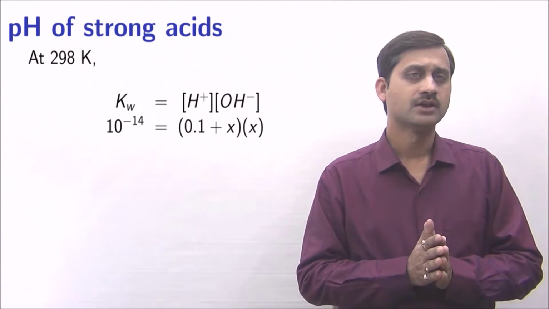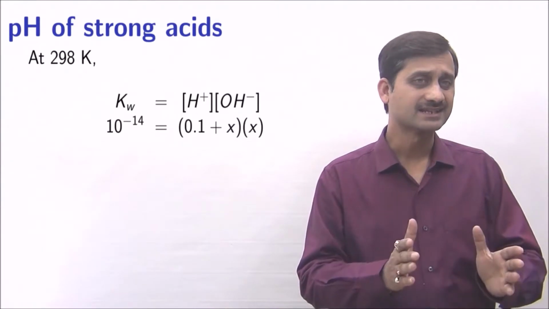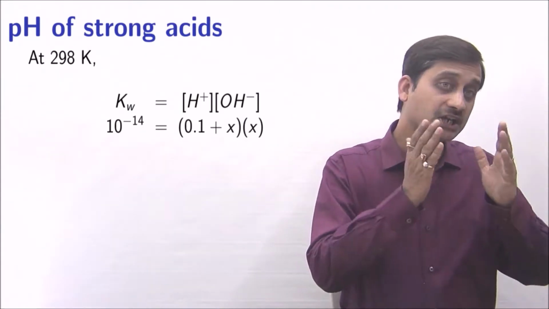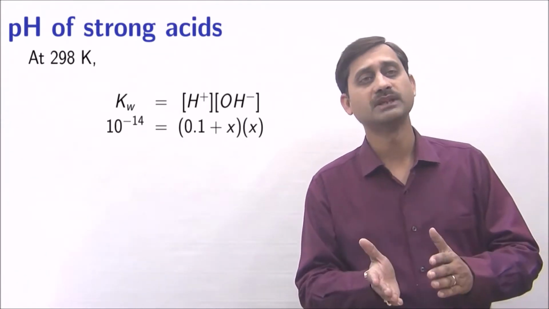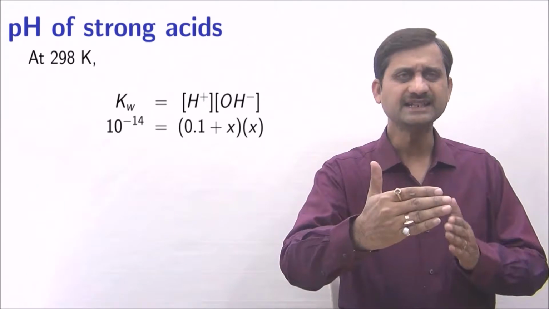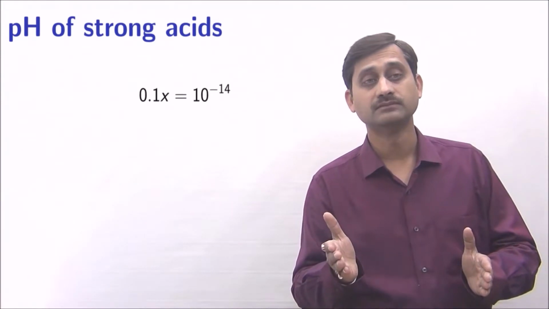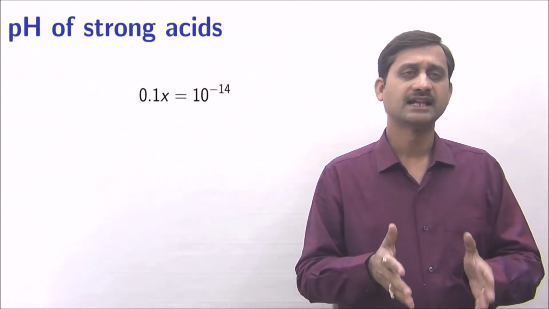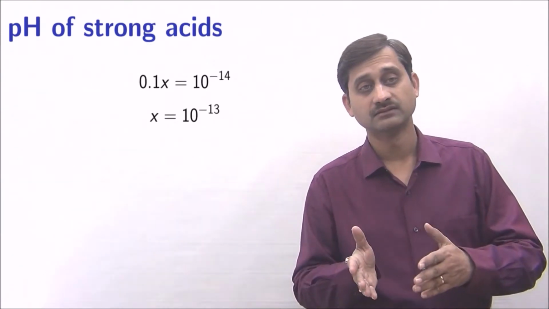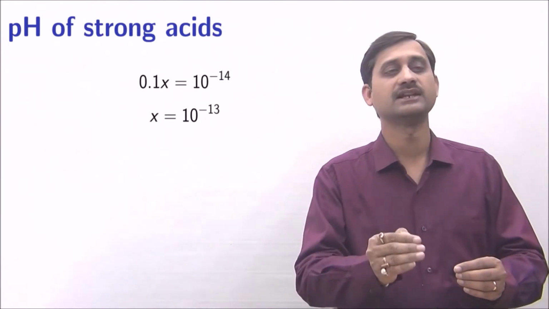Now here, we do not know what the value of X is, but we can think that this X is quite small. To see whether this X should be included with 0.1 or not, we simply neglect it. If we neglect it, we get 0.1x is equal to 10 raised to power minus 14. This expression tells us that the value of x would be somewhat similar to 10 raised to power minus 13. Actually, the value of x should be a little smaller than 10 raised to power minus 13.